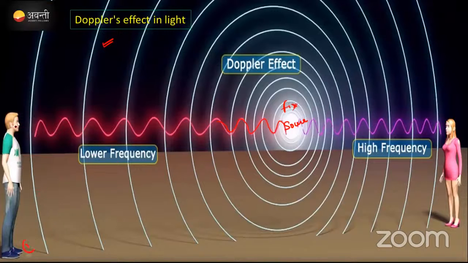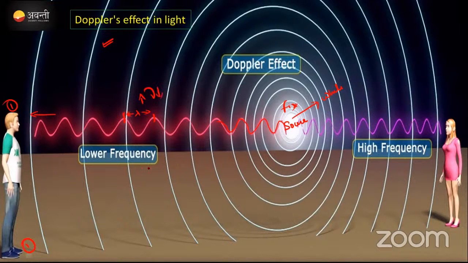The first observer is me, standing here. What I will do now: the source is fixed, and I will move away from the source, going backwards. At that time, the source of light will be white light, all the colors present. When I'm moving away from the source, what happened in sound? Sound intensity decreased, correct? Here the wavelength increases and the frequency decreases.